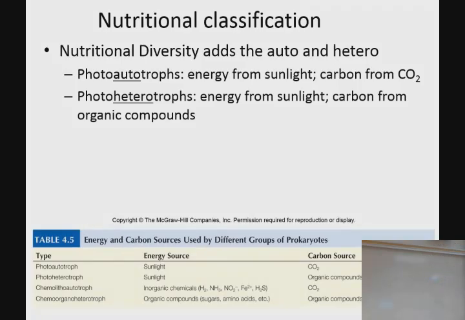Photoheterotrophs. They get their energy from where? Sunlight. They get their carbon from organic compounds, so they don't use carbon dioxide. There are some bacteria that do this, that use the energy from sunlight, but they get their carbon instead of using carbon dioxide.